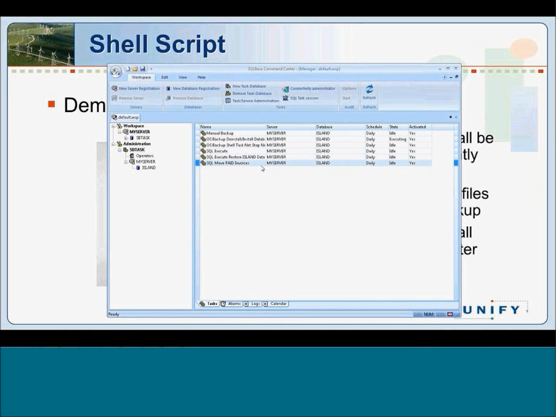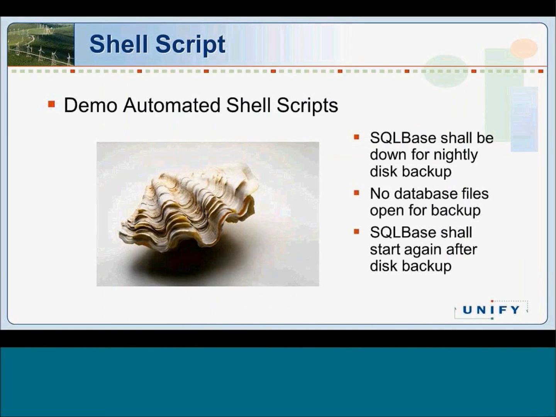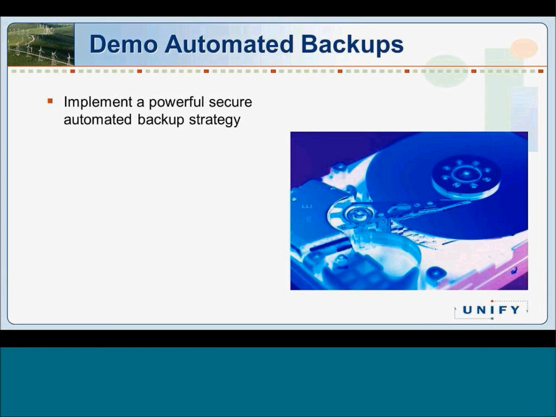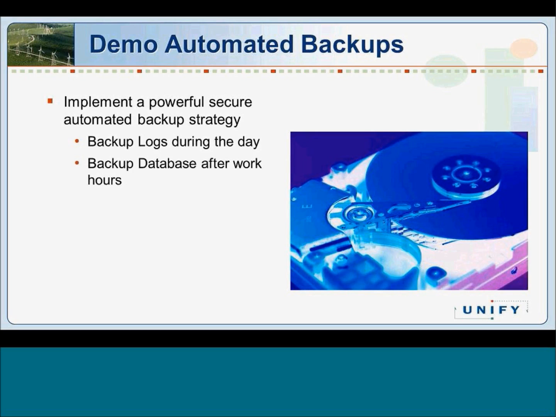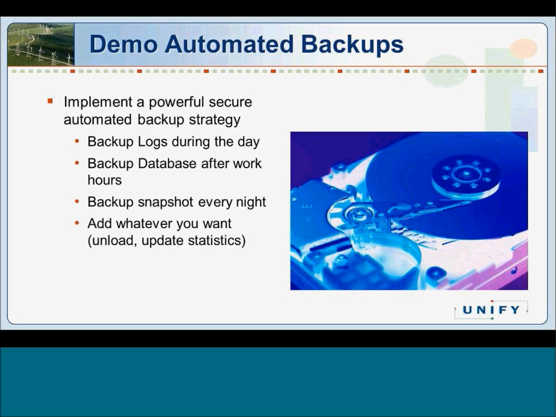And now let's go back to the presentation quickly. Automated backups. You can implement a powerful, secure, automated backup strategy. You can do things like back up logs during the day and then back up the database after work hours. And then if during the day, for example, your server crashes, you can apply the log files to the database backup that you did nightly to quickly get back to a working state. You can also do a backup snapshot every night. And you can also do whatever you want, like unload database, have a copy of the data in text format for safety reasons. You can do update statistics automatically.